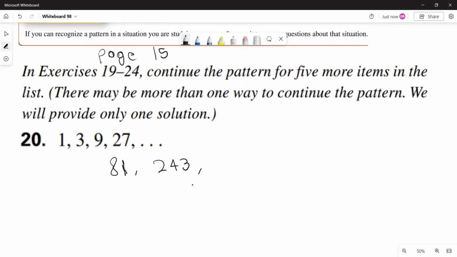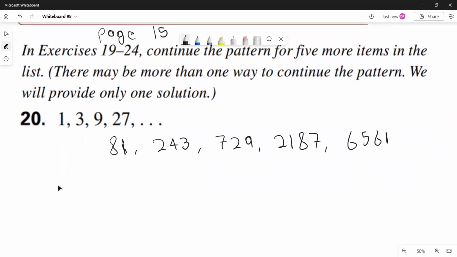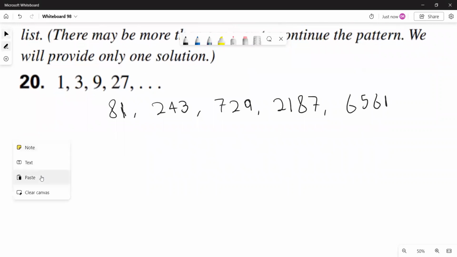243 times 3 is 729. 729 times 3 is 2,187. And 2,187 times 3 is 6,561. Well, number 20, there was only one way to continue that pattern. In number 21, there might be more than one way.